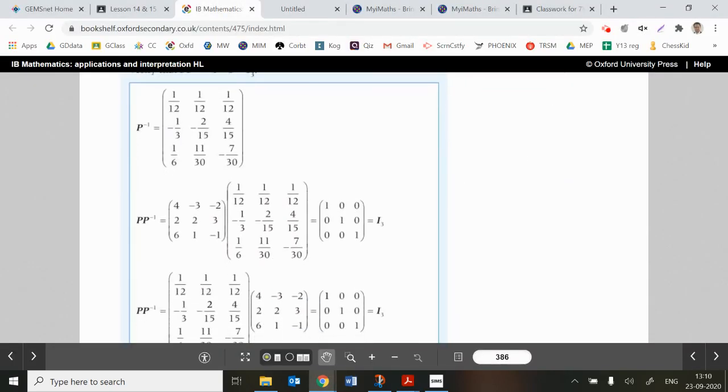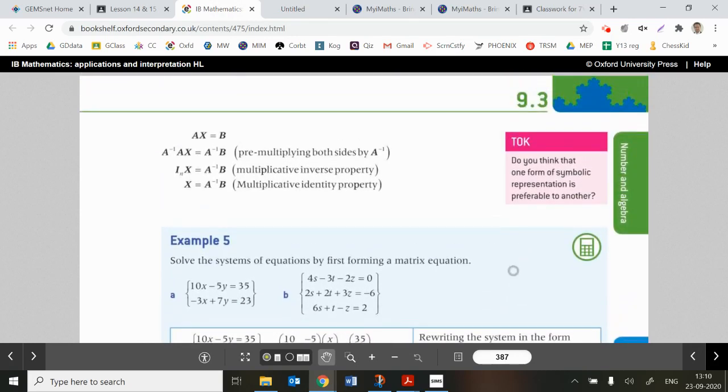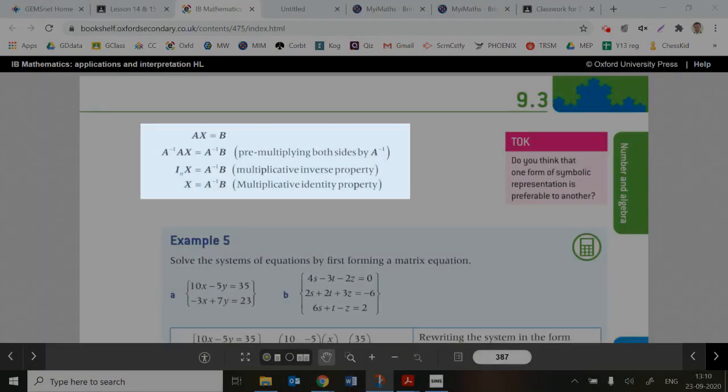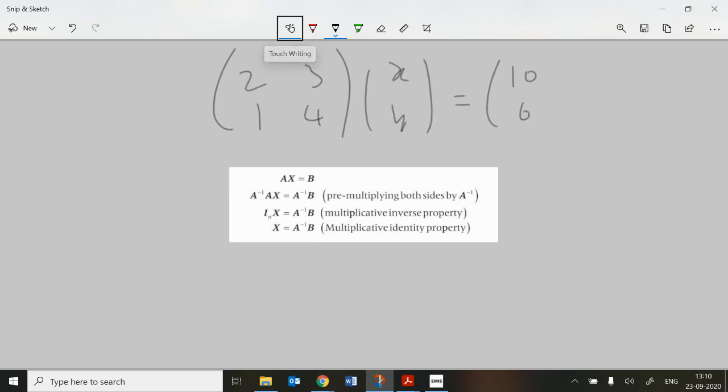Okay, let's look back in the book, see what else we've got. So after that question, here we go. This is essentially the algebra at the top here behind why this is now going to give us our set of solutions. So if we've got AX equals B, that's like setting up, I don't know, 2, 3, 1, 4, times X, Y equals 10, 6, I keep coming up with 10, 6. That would be our matrix B, this would be our matrix A, and capital X would be our matrix X, Y, or we could call that a vector as well.